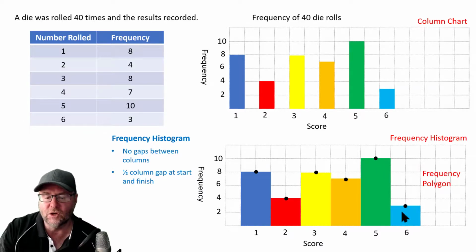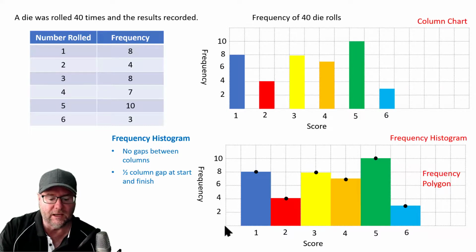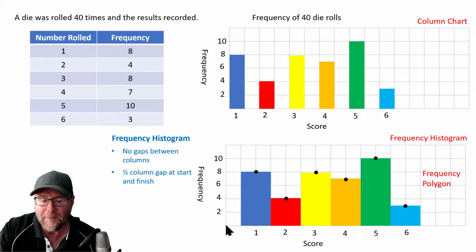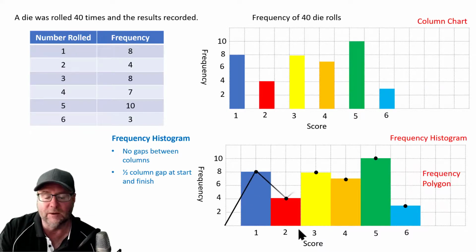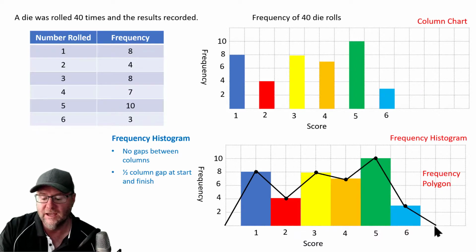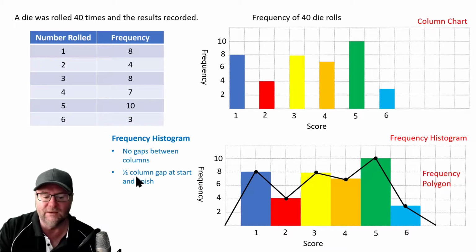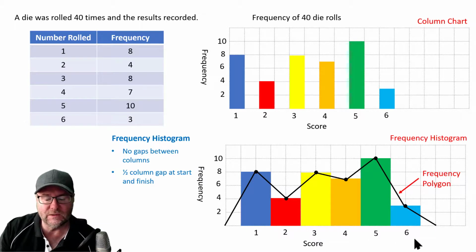Now, the last bit to turn this into a polygon, which is, I'm going to draw a straight line that goes through all these dots. But I start down here in the bottom left, at 0, 0 in the bottom left. And then I go through, and from that point, I draw a line that just connects the dots. And it will end up looking something like that. Where does it finish? It finishes back at 0, half a column gap at the end. Remember we said we leave half a column gap at the start and half a column gap at the finish. And that is what we call a frequency polygon. So that line, that black line going over my frequency histogram, is a frequency polygon.